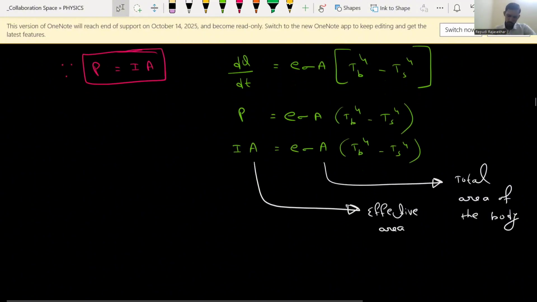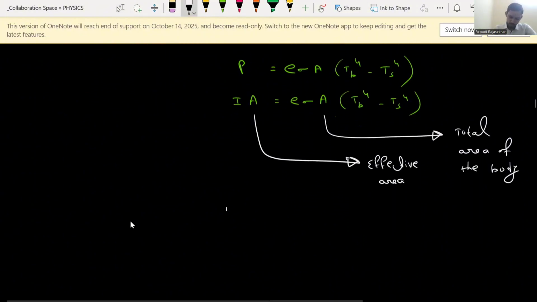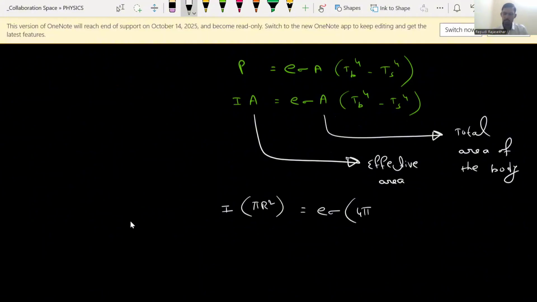So if I take a hollow sphere, the intensity we can write as I only. But for a hollow sphere, the effective area is basically a circle only. Parallel light rays are falling, so a circular portion will get affected. So the area we have to write here is pi r square, which equals e sigma, total sphere area which is 4 pi r square, into T b power 4 minus the temperature of the surrounding given in the question, 300, so 300 whole power 4.